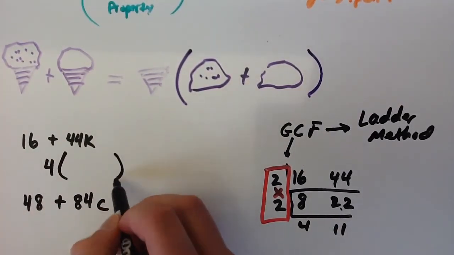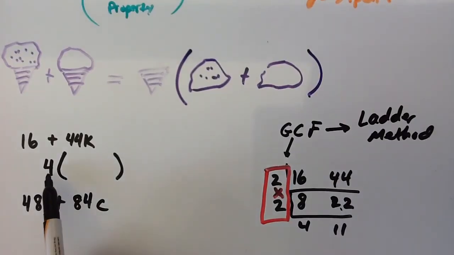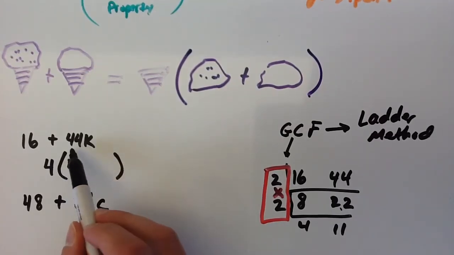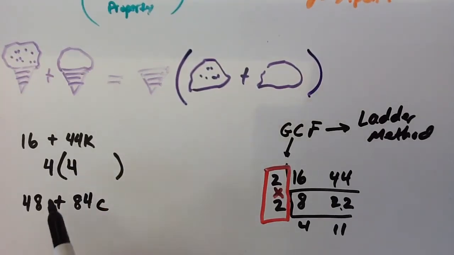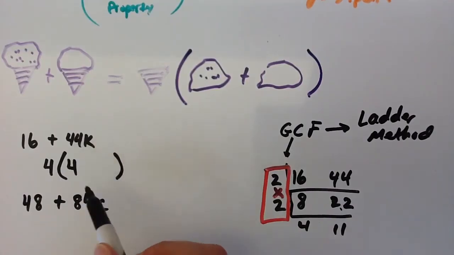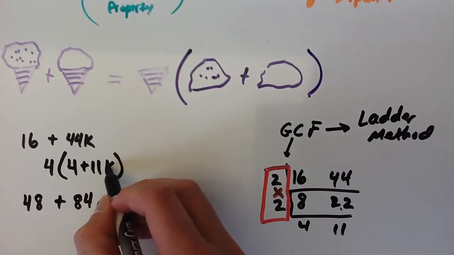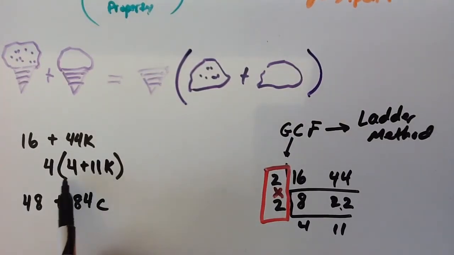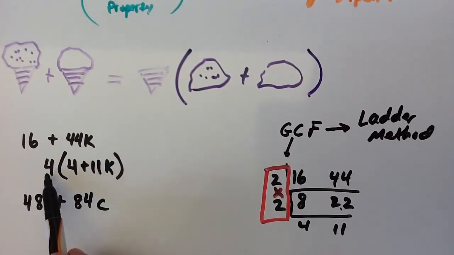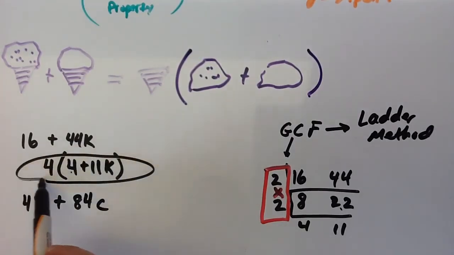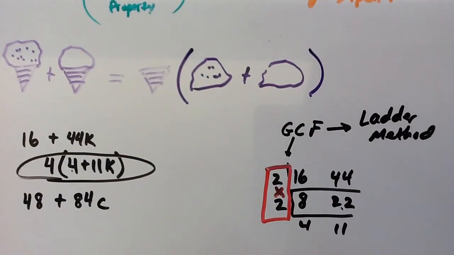Okay? And then inside my parentheses, I need to multiply 4 times what would be 16? Well, that would be 4, right? 4 times what would be 44k? Well, 4 times what's 44? Well, that's 11, right? Positive 11. And then I need a k so that if I were to take this expression and distribute, I would have 4 times 4, which is 16, and 4 times 11k, which is 44k. So this right here is my factored expression.